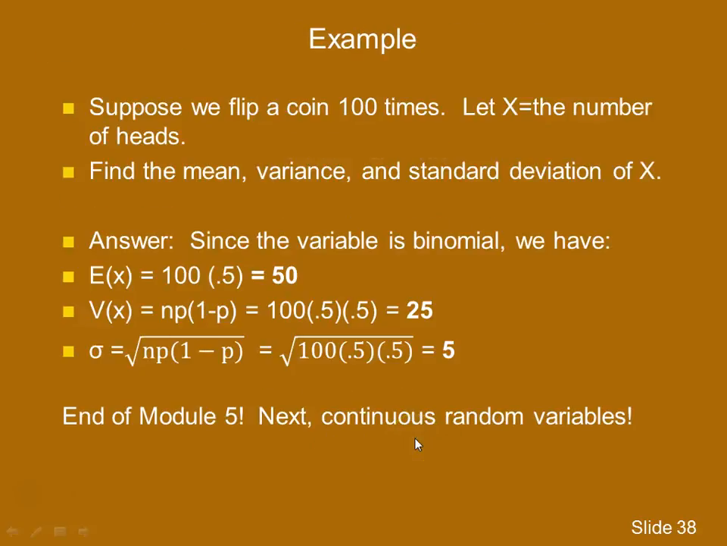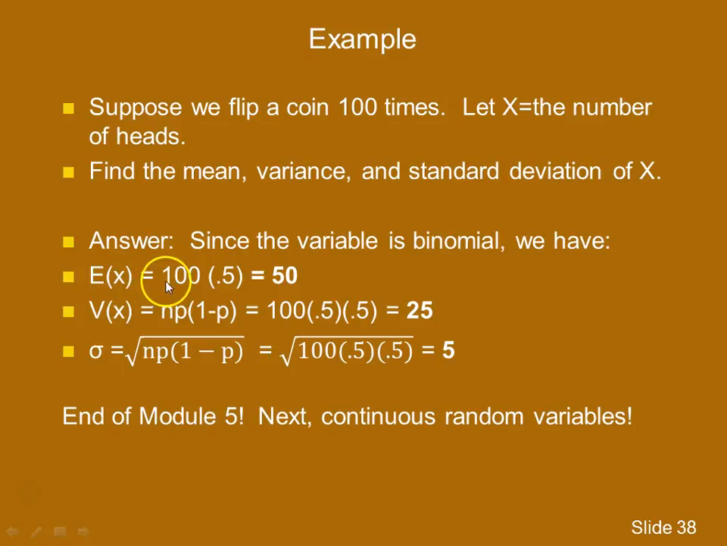So let's continue the problem I was just talking about. We flip a coin 100 times, and x is the number of heads. Coin flipping is a binomial process. On each trial, we have heads or tails. The probabilities remain the same on all trials. So we can just apply the formulas we just gave you.